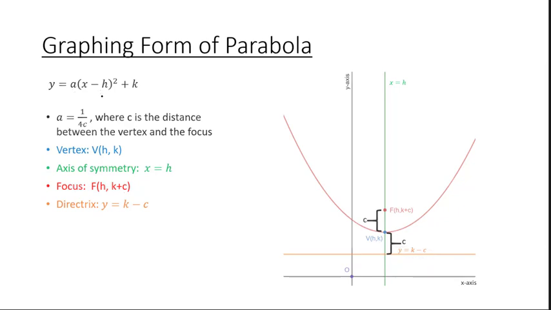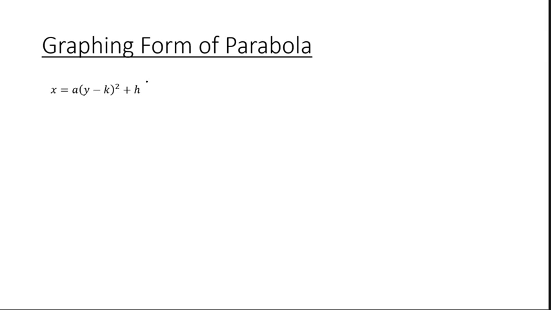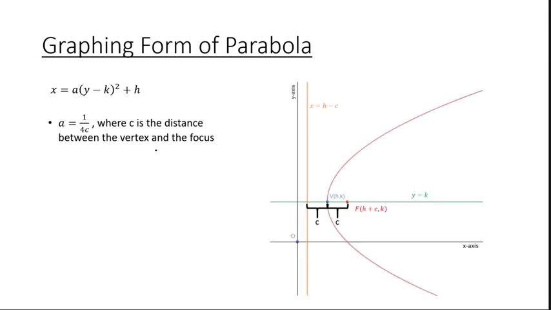Now, if it's x equals something, it's very similar in relationships. If it's x equals a times (y minus k) squared plus h, a would still be 1 over 4c, where c is the distance between the vertex and the focus. And here's a picture where x is coming first. Notice how it's opening to the right or to the left. So if x is first, it's opening in the x direction, like left or right. Whereas when y was first, like y equals something, it opens in the y direction, either up or down. But the relationship between a and c is still the same.